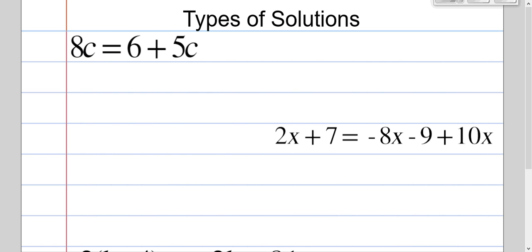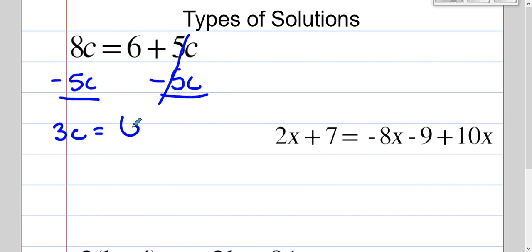All right, so let's go ahead and work some of these situations out and discover them, basically. So here we have 8c is equal to 6 plus 5c. I tell my students that I want you to move all the terms with the variable on one side and all the terms with the constant on the other. Okay, so since I already have the constant here, I'm going to move this 5c from the right to the left. And we do that by subtracting it from both sides. It got rid of it over here, and I'm left with 3c is equal to 6.